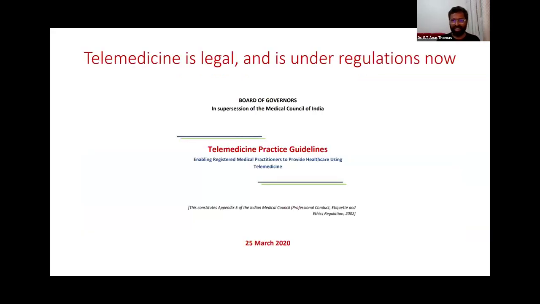And I was asked to add 2 slides on telemedicine and the internet. Before 2020, before COVID, telemedicine was not under a legal framework. But with COVID now.